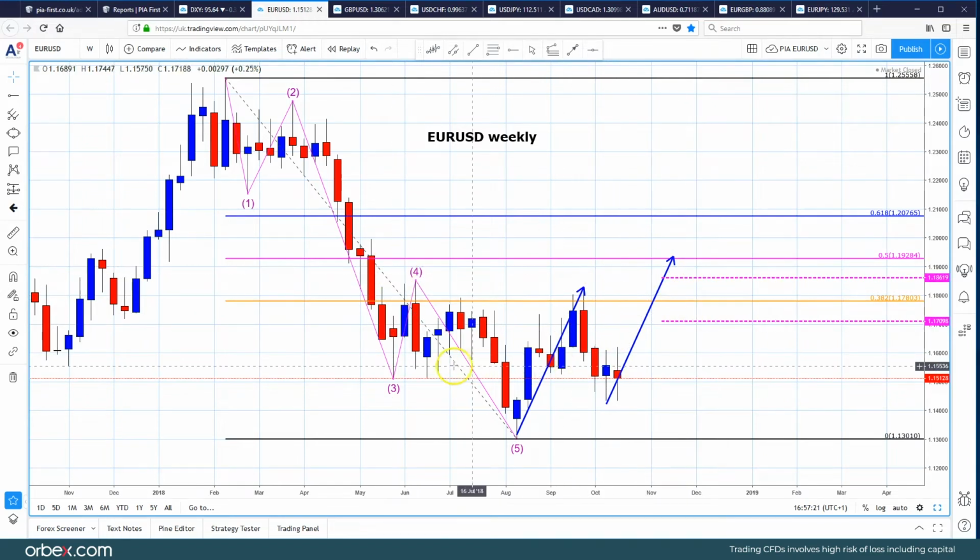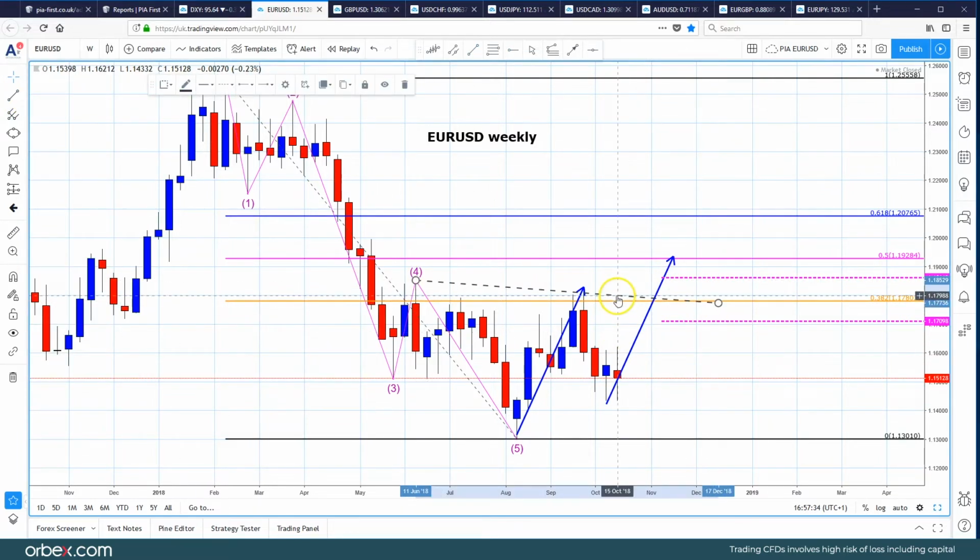This, I believe, as well, has the potential to be a reverse head and shoulders. So left shoulder, head, right shoulder. The actual trend line break is a way off yet. So yeah, trend line break. I mean, if it was to break this week, it would be around about 118, the figure.